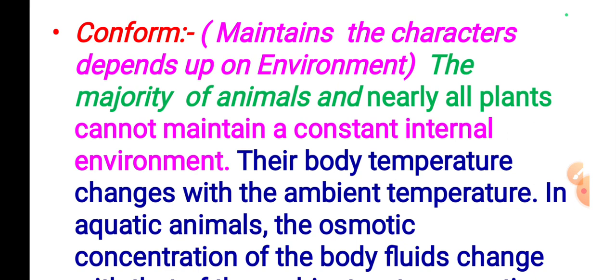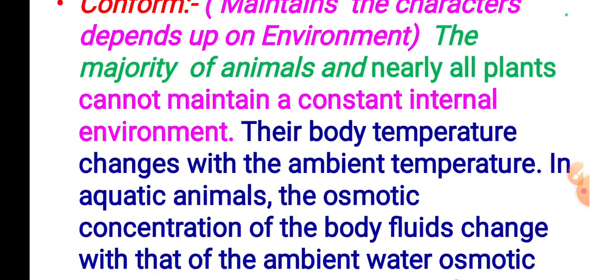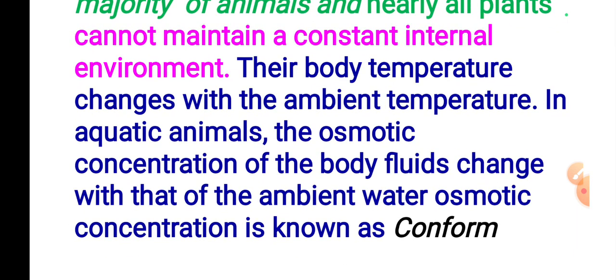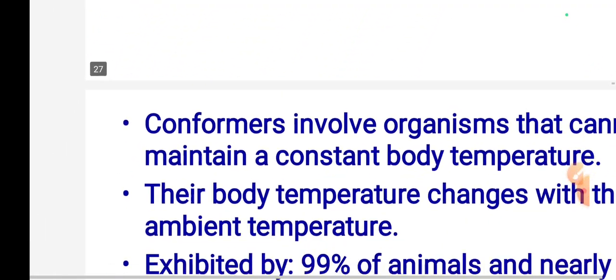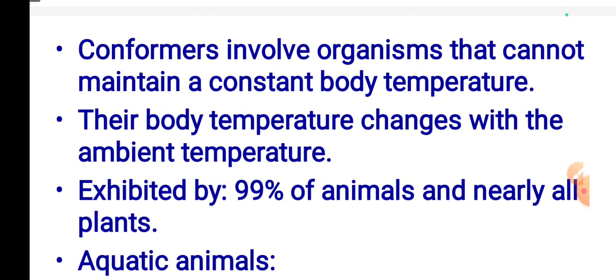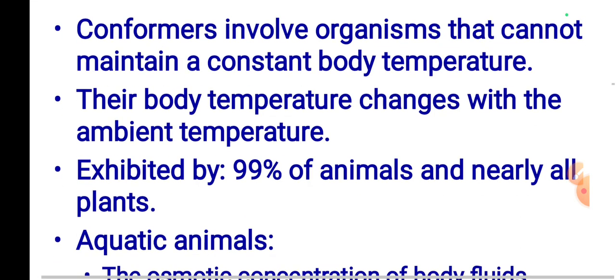Then conformers maintain characteristics that depend upon the environment. The majority of animals and nearly all plants cannot maintain a constant internal environment. Their body temperature changes with the ambient temperature. In aquatic animals, the osmotic concentration of the body fluids changes with that of ambient water. Conformers are organisms that cannot maintain a constant body temperature.